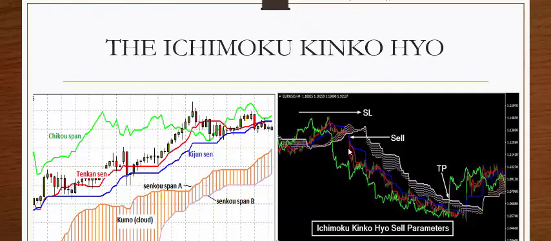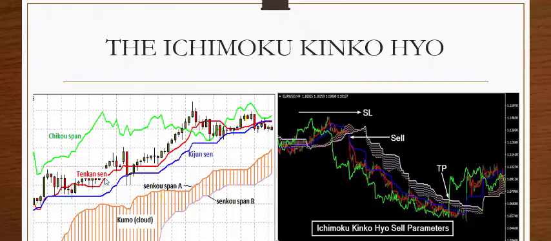So looking at this indicator, it looks complicated, but it's actually very, very easy. One of the easiest indicators to use as far as technical analysis is concerned. So let's talk about the components of the Ichimoku Kinko Hyo. The first component we're going to talk about is the Tenkan-sen. The Tenkan-sen is seen as red, although on TradingView you might see it as another color.